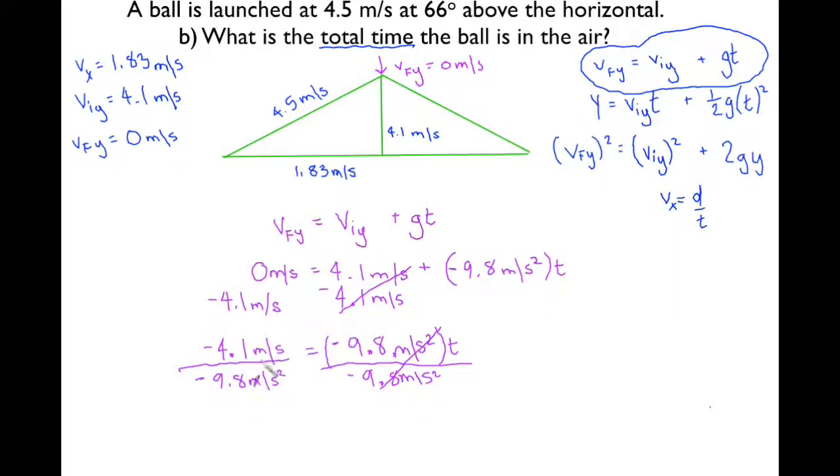When I do that, my meters will cross out, one second will cross out, and this squared will cross out. And these negatives will become a positive. And I will end up with 0.42 seconds equals t. Now remember, this is only half of the t. This is the t for this part. So if I want to find the total t, I need to take that 0.42 seconds and multiply it by 2 in order to get my total air time, which is 0.84 seconds.